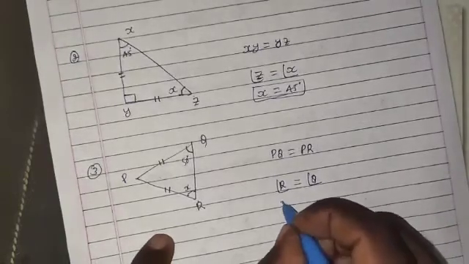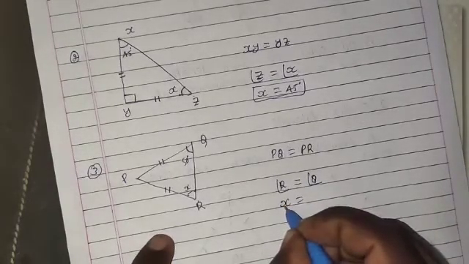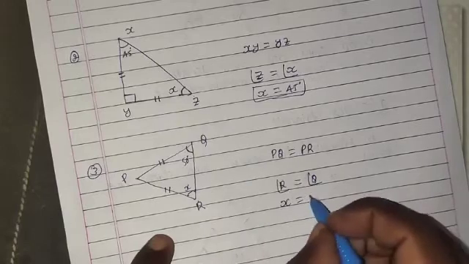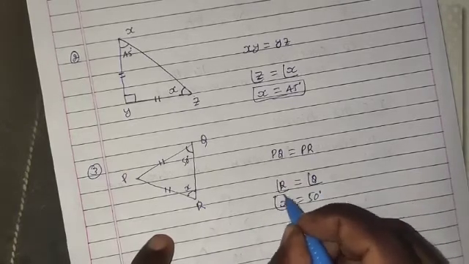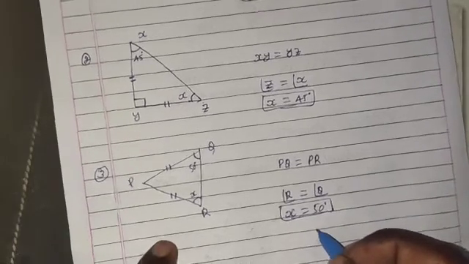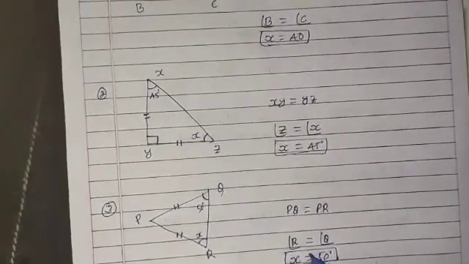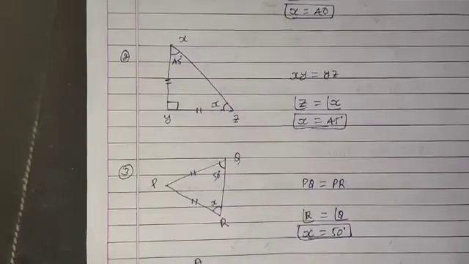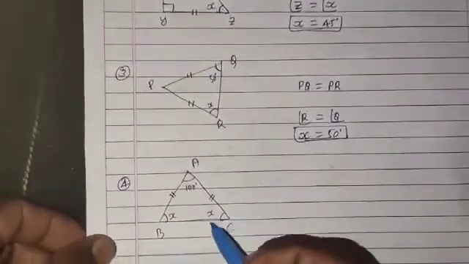So angle R is how much? X. We have to find out the value of X. And angle Q is how much? 50 degrees. So X is equal to 50 degrees. Okay, thus we find out the value of X in the isosceles triangle. Next we move on to another problem, the diagram is like this.